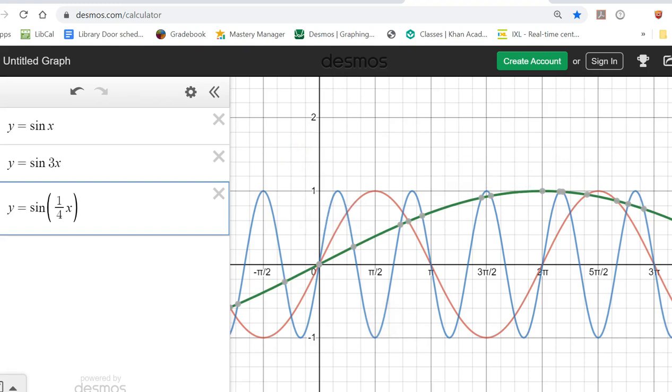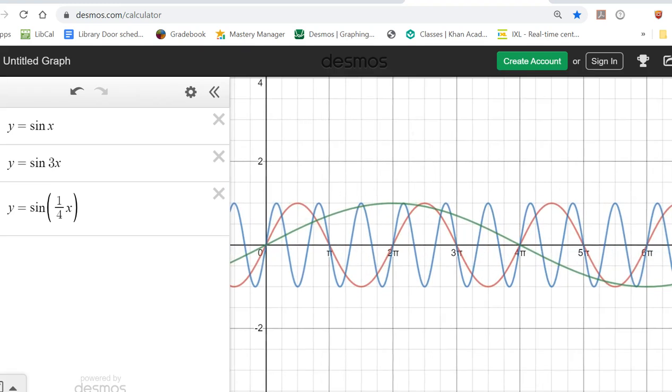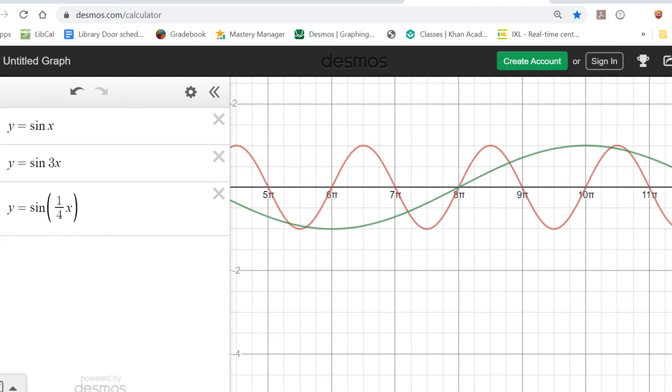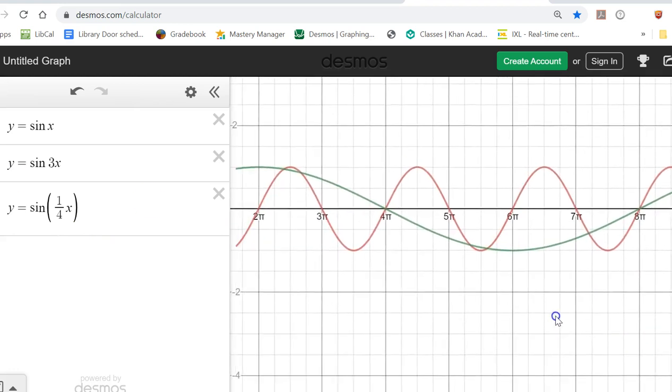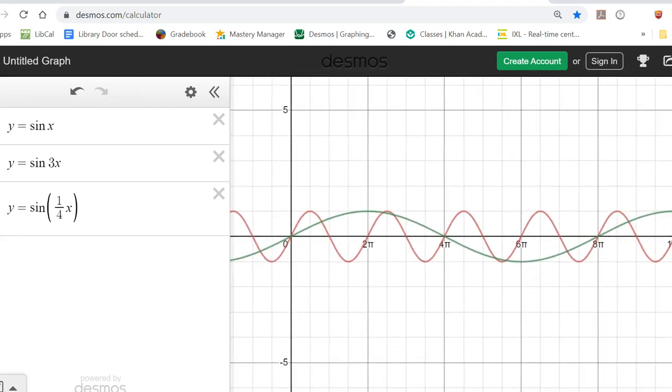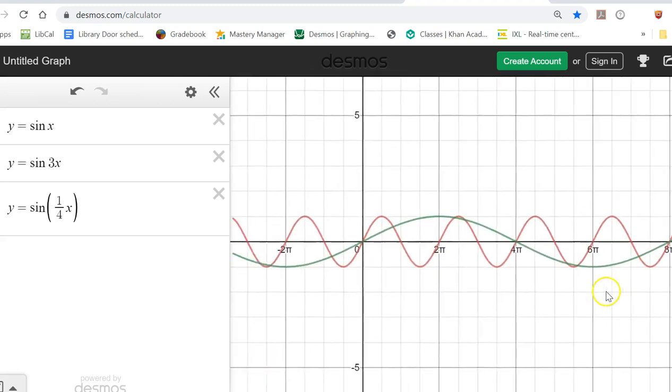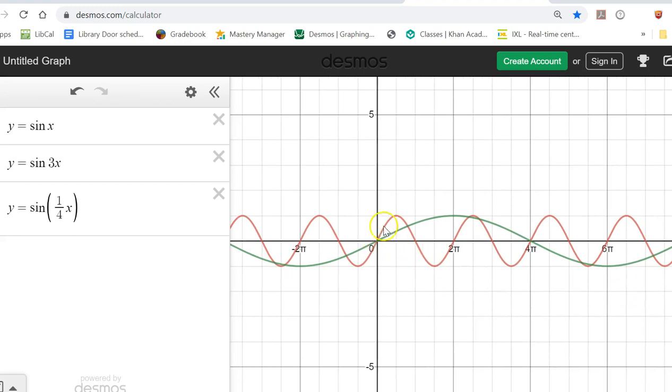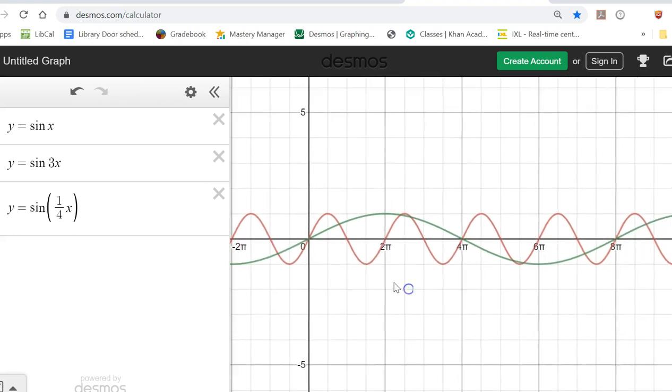So I'm going to push this together for a second. I'm going to turn this graph off because the blue one is making me dizzy. So if we take a look at the green one versus the red one, take a look at this. So I was able to get one rotation in this first 2 pi units. Take a look at the green one. The green one, I wasn't able to get one full rotation until 8 pi radians later.